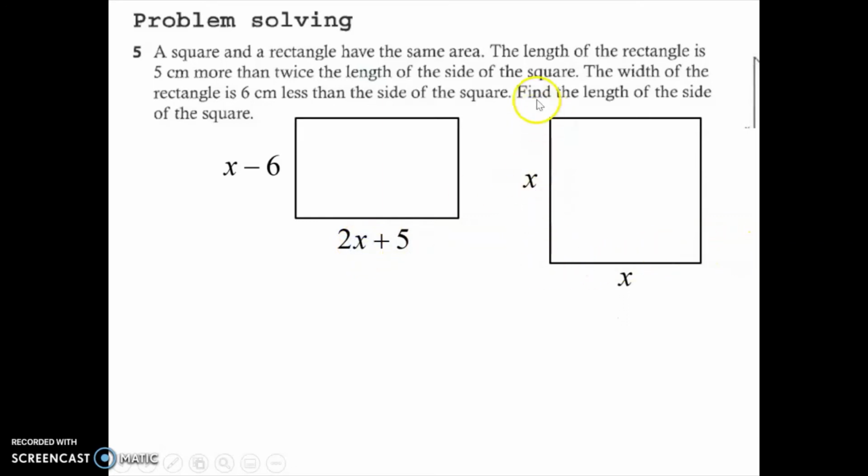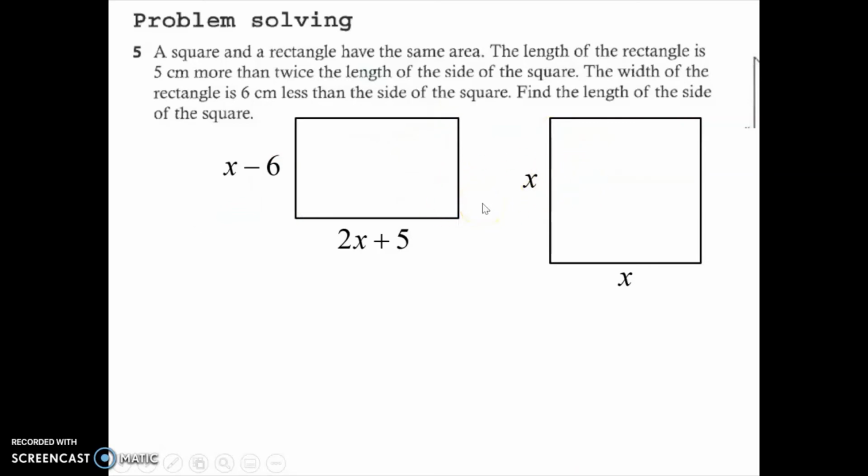So here's a square. A square has equal length sides. So I call them x by x. And then the length of the rectangle is 5 more than twice the length of the square. So twice this, which is 2x, and 5 more than that. And then the width of the rectangle is 6 centimeters less than the side of the square. So it's the side of the square minus 6. So there's this connection between the two shapes. I hope you're able to come up with that.